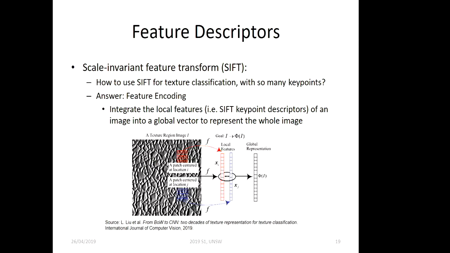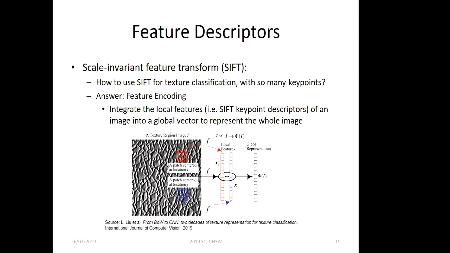When we actually do texture classification, for example for this image, if you do the SIFT feature extraction, you would get lots of key points, and for each key point you get a SIFT descriptor. That's not ideal for texture classification because we just want one single descriptor for each image. We don't really want a set of descriptors, so that doesn't really work. How do we reduce the set of SIFT descriptors into a single descriptor for the whole image? That becomes the feature encoding problem.